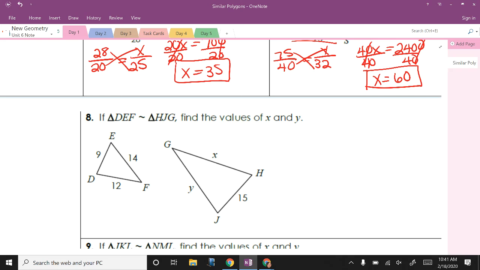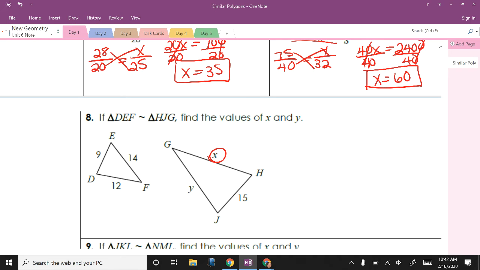So number 8, I told you they're going to start giving you more information, right? And also notice on number 8, you have an X and a Y to find, don't you? So what do y'all want to start with, X or Y? Y'all want to start with X. Okay, so if we're starting with X, I need to find the pair of corresponding sides that I know both of them. So obviously it's going to be HJ and something.